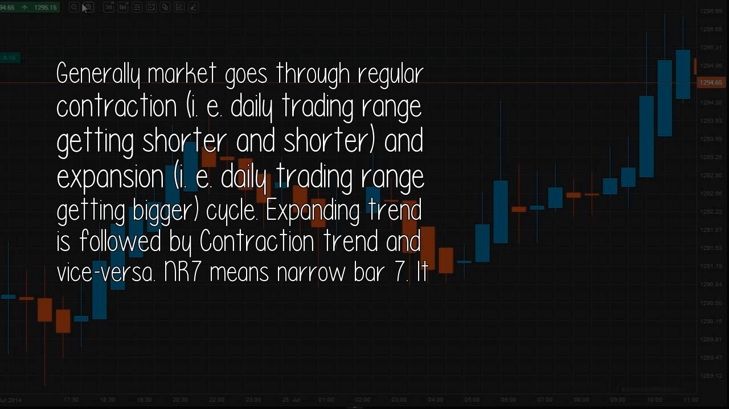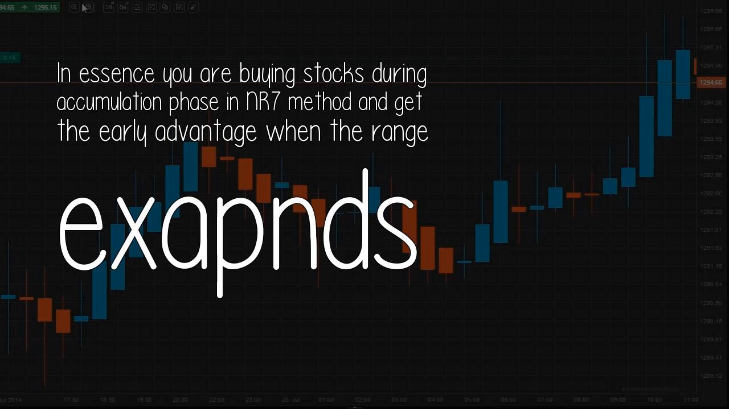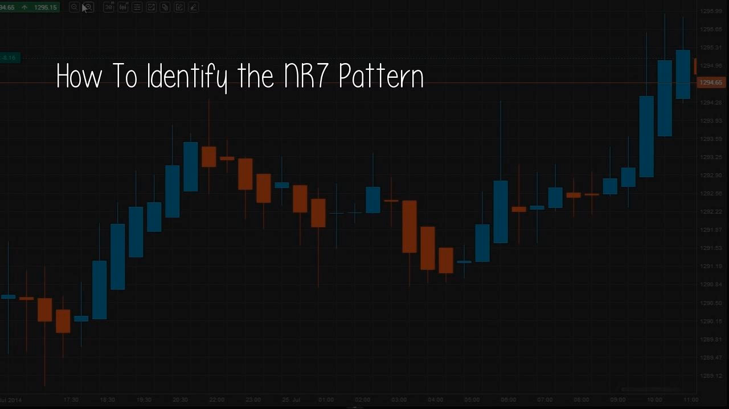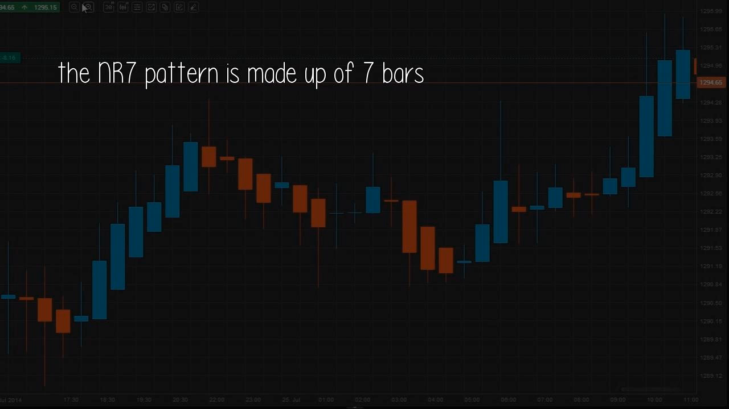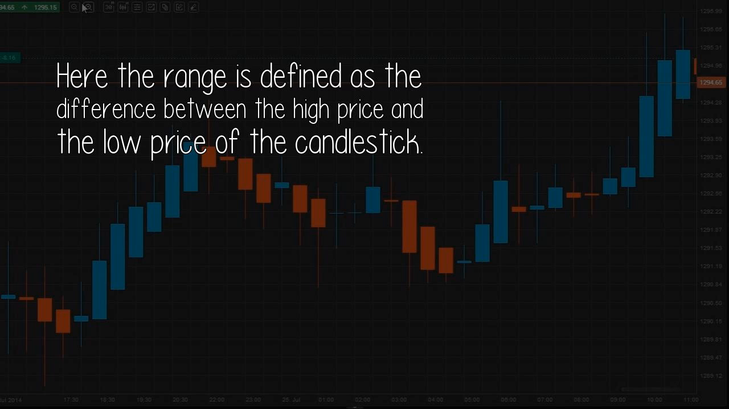NR7 means narrow range 7. It is a bar that has a smaller range than the 6 bars before it. In essence, you are buying stocks during the accumulation phase in the NR7 method and get the early advantage when the range exits. How to identify the NR7 pattern? The NR7 pattern is made up of 7 bars. The 7th bar will have a range that is much smaller than the previous 6 candlesticks. Here the range is defined as the difference between the high price and the low price of the candlestick.